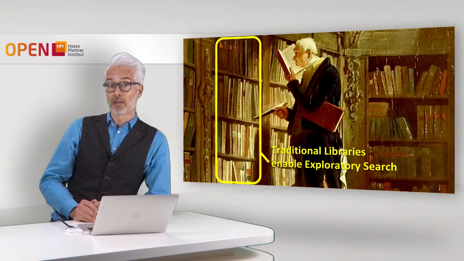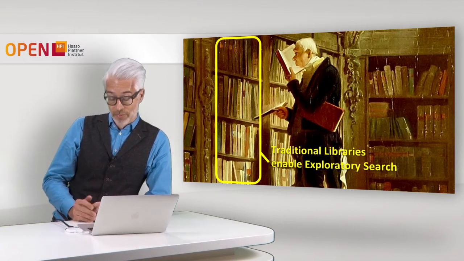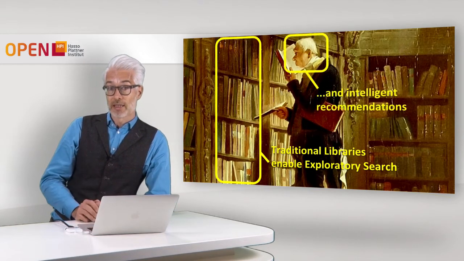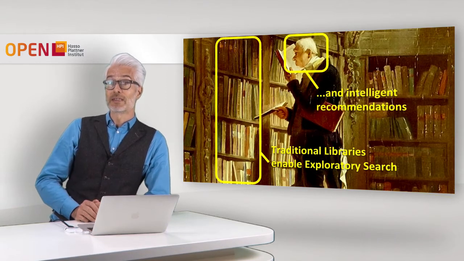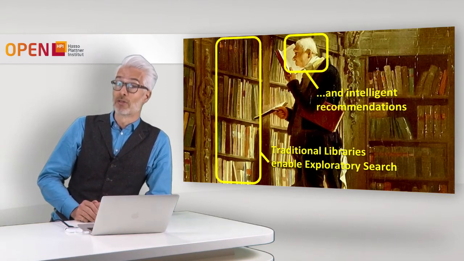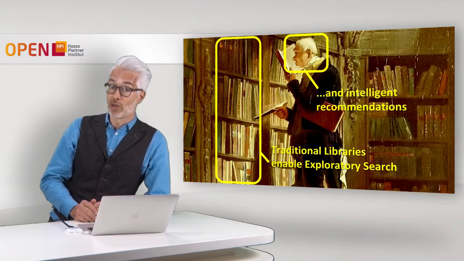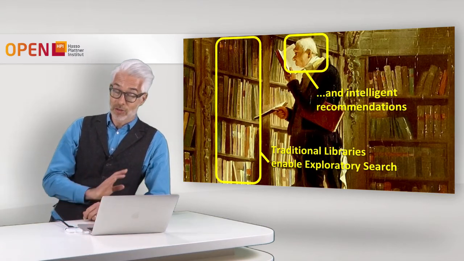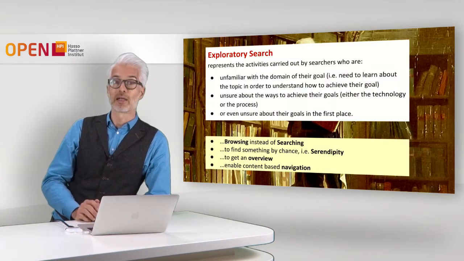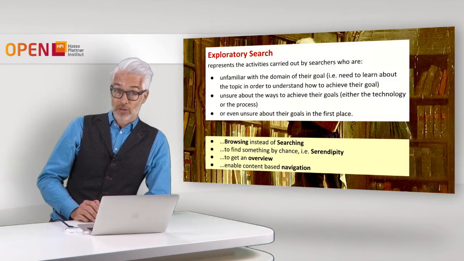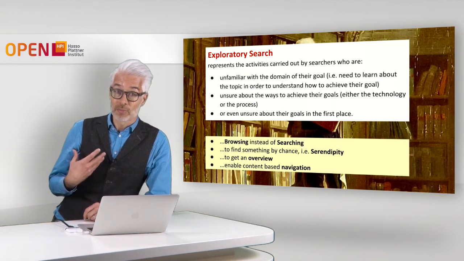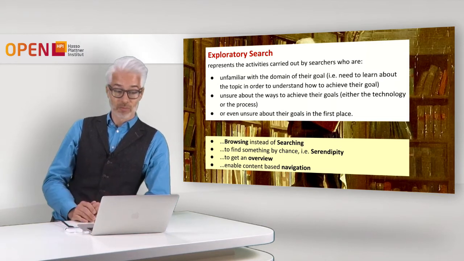Probably there is something else that might be of interest for you. And if this doesn't help, of course, you ask for intelligent recommendations. So you need a recommender system, and in a library the recommender system is of course the friendly librarian. So in traditional libraries everything is quite nice. There exploratory search really happens. But we want to establish this in an information retrieval system or on the web.